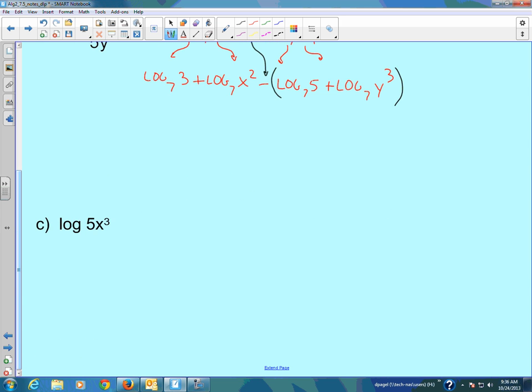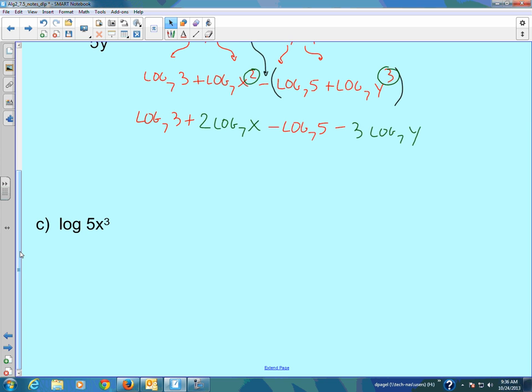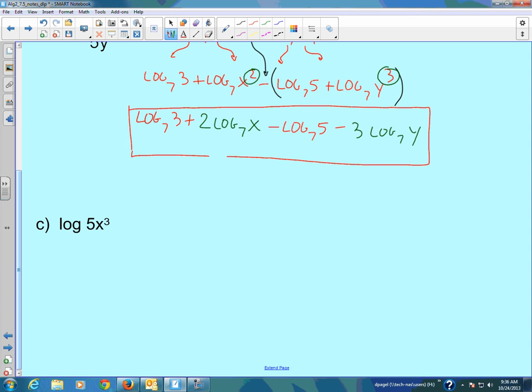All right, then I have some powers. So I'm going to have power properties at play here. So we've got now log base 7 of 3 plus, that power comes out, and now I get log base 7 of x. And then distributing the negative, I get negative log base 7 of 5 minus, and then another power, so the 3 comes out front, log base 7 of y. And at that point, I've separated everything as far as I can go. So this is the expanded form for B.